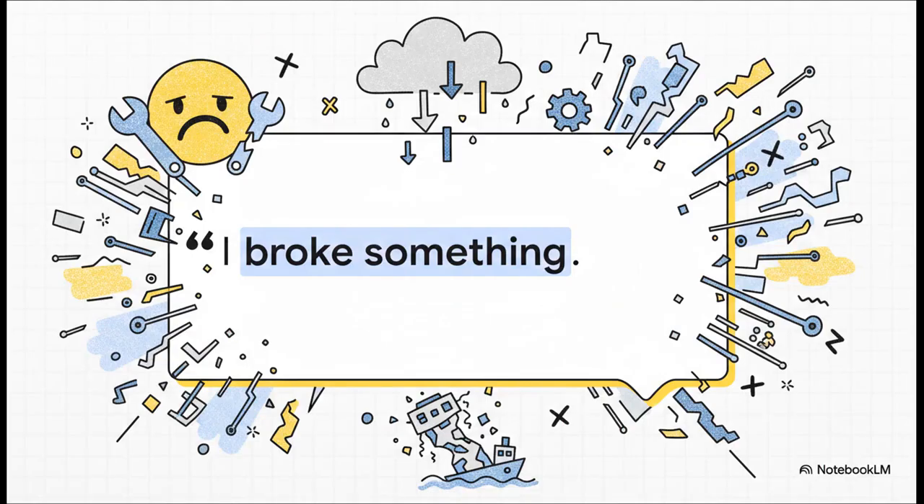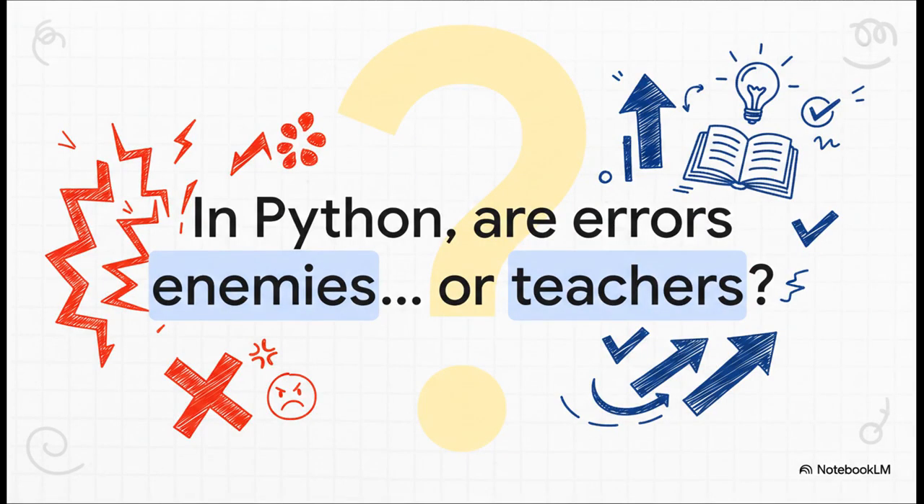We've all been there, right? You write some code, you're feeling good about it, you hit run, and bam! That sinking feeling in your gut that says, great, I broke it. It's pretty much a rite of passage for every single person who learns to code. But here's a thought. What if I told you that red text isn't actually a sign of failure? And that brings us to the real heart of what we're talking about today. In the world of Python, are these errors our enemies, or are they maybe our best, most honest teachers, trying to show us the way?